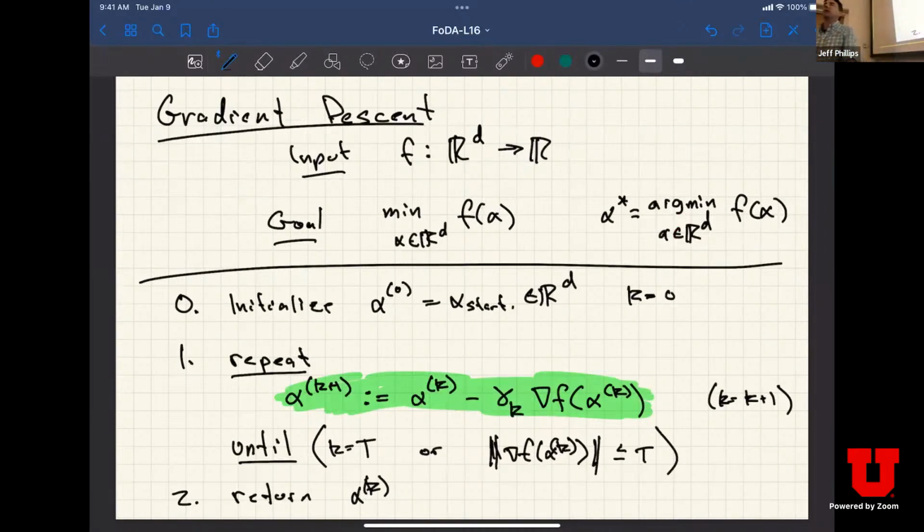Yes? To be clear, those two t's are different, right? Yeah, this is supposed to be tau, and this is an uppercase T. So those are not the same. You wouldn't do both of these. I would probably do one of these two things. You could put both conditions. But there's some sort of threshold, either in the number of steps or the gradient becomes small enough.